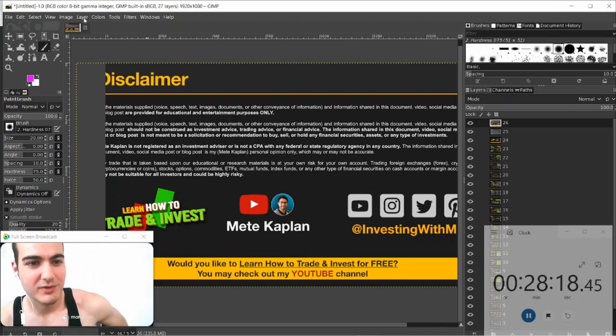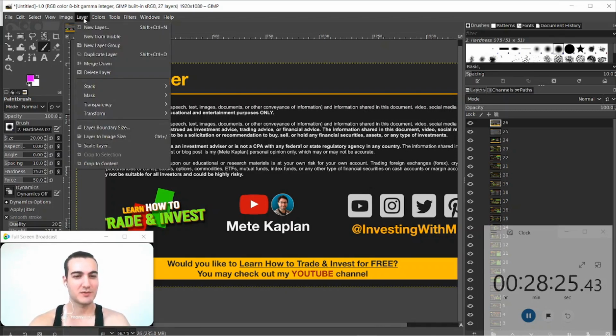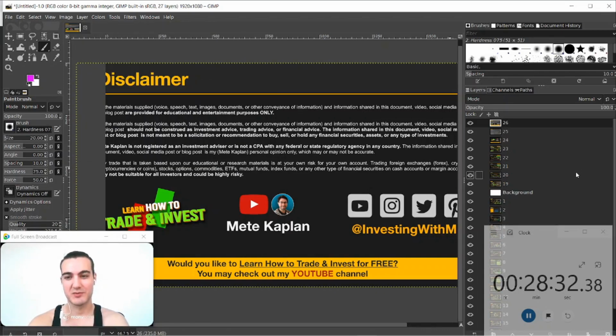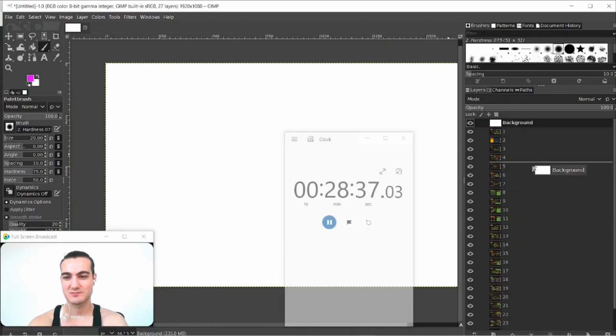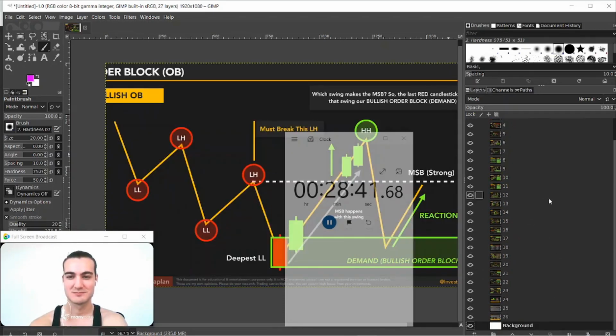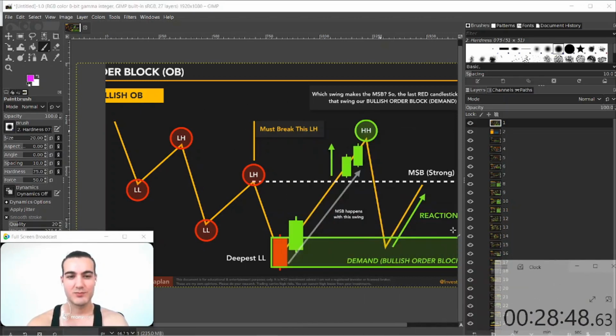And when you import a PDF into GIMP, GIMP tends to import it with the layers reversed. So you can go to Layer, Stack, Reverse Layer Order. Of course, then I'll bring my background as the first layer. We'll just drag that down to the bottom. Okay, and it looks like all the layers are a little bit bigger than we want them. So we'll have to scale.